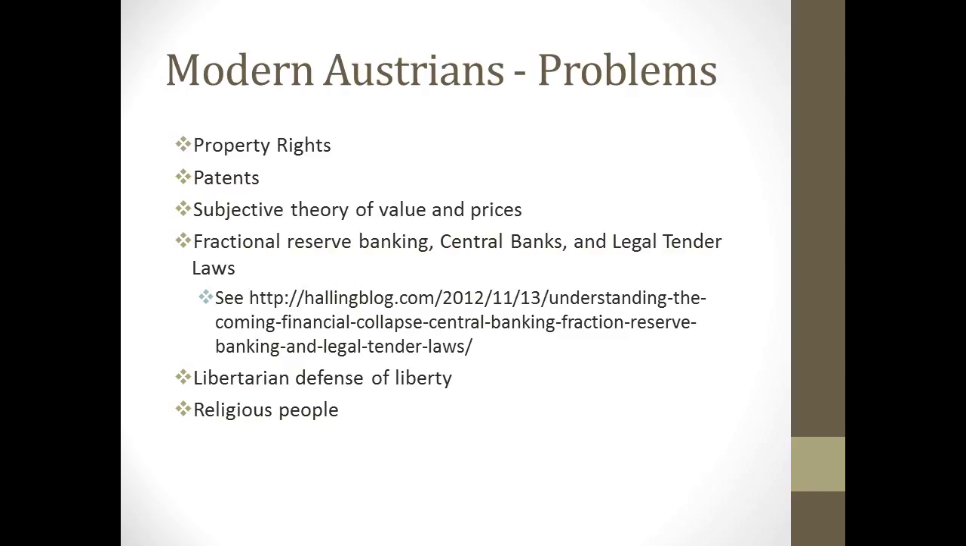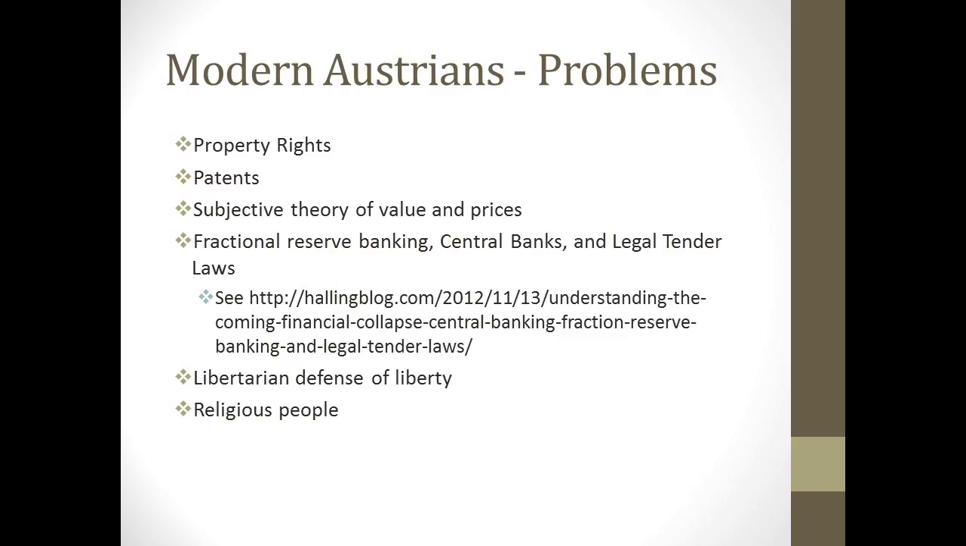Their rejection of natural rights not only undermines the whole theory of rights and an objective theory of law, it undermines any objective basis for economics. The subjective theory of value and prices turns economics into nothing more than a game. Also, their refusal to use empirical methods means that they confuse things, such as fractional reserve banking, central banks, and legal tender. I discuss these in more detail in this blog post.